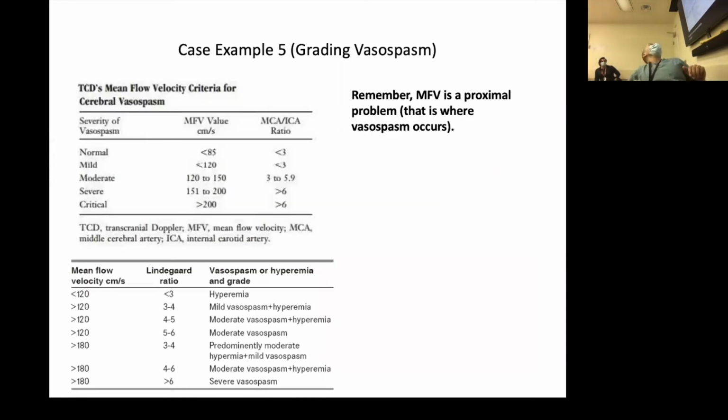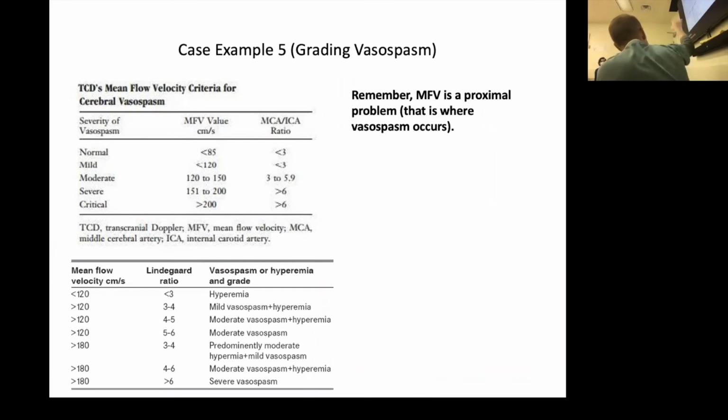And that's just some here in grading vasospasm, where you see that if you have the MCA to ICA ratio, your Lindegaard ratio, if you have high velocity and high ratio, that gives you this critical vasospasm. You probably want to act on it, right? By either making the patient more hyperemic, vasodilation, et cetera, et cetera.